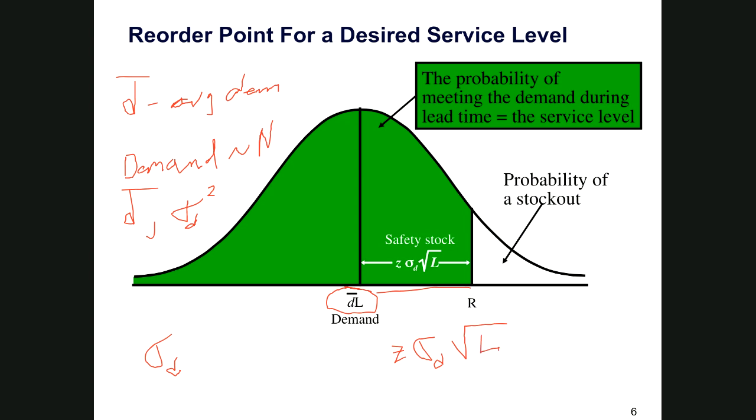If we were in a math statistics class, we would derive this. It's not terribly hard, but this level here, based on those parameters, is our safety stock.